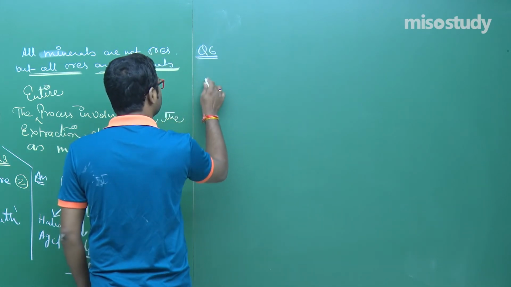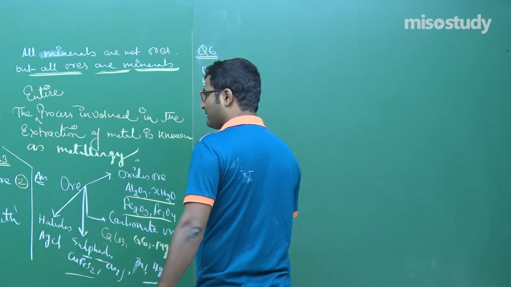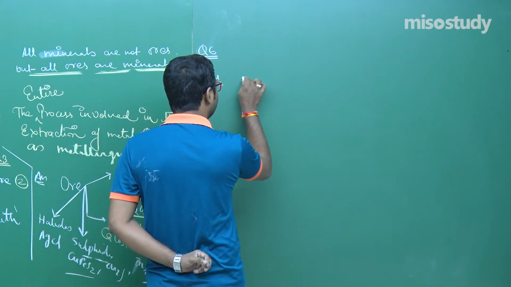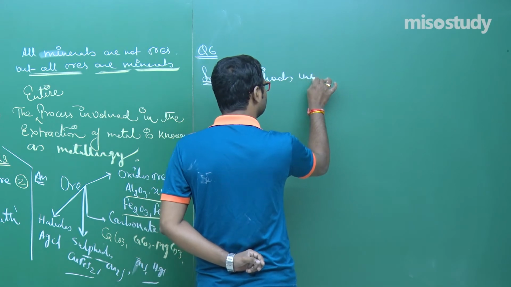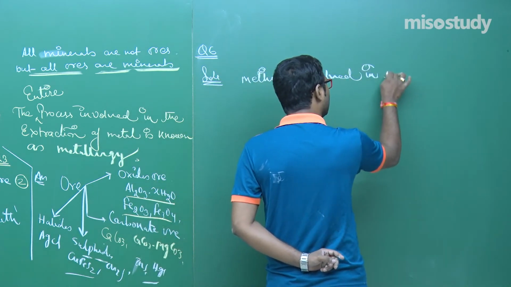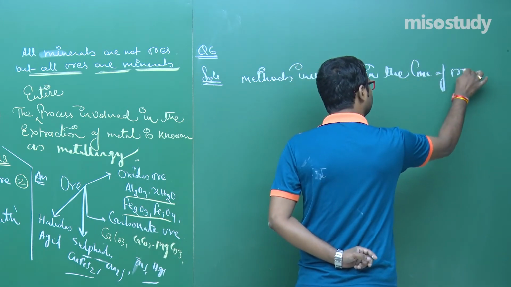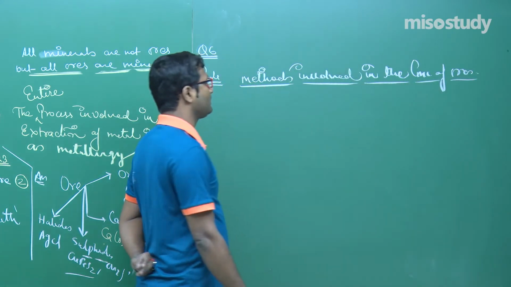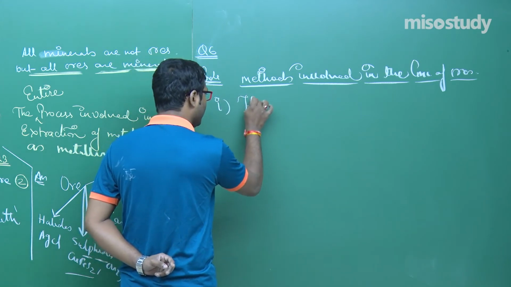Question number 6, the solution: write the methods involved in the concentration of the ore. As we know, the methods involved in the concentration of ores are, listen carefully, first of all, my friend, the simple one is hand picking.